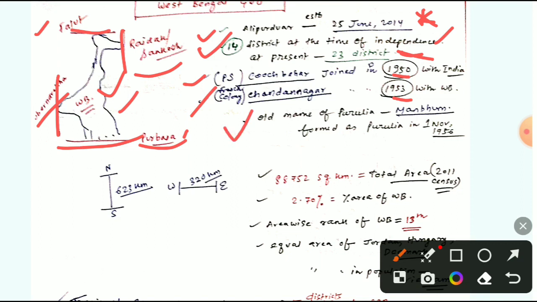Next is the old name of Purulia. What was the old name of Purulia? It was Manbhum, and Purulia is a district in West Bengal. It was formed as Purulia on 1st November 1956.